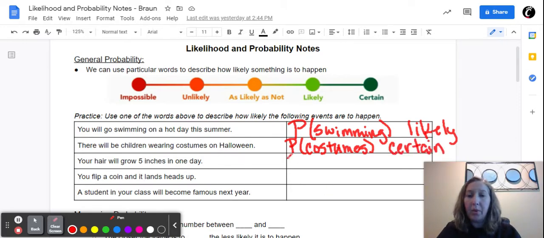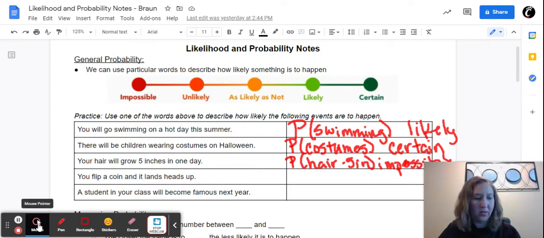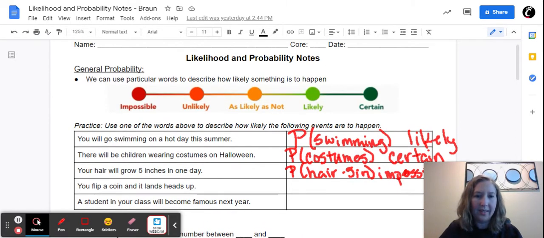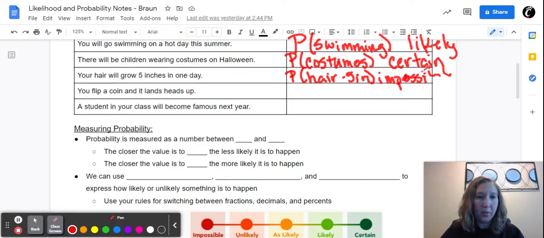Okay. The probability that your hair will grow 5 inches in one day. So probability, and I'm just going to write hair, 5 inches. That is impossible. That is not going to happen. Let me go ahead and just scroll that up and we'll fix that. So impossible.